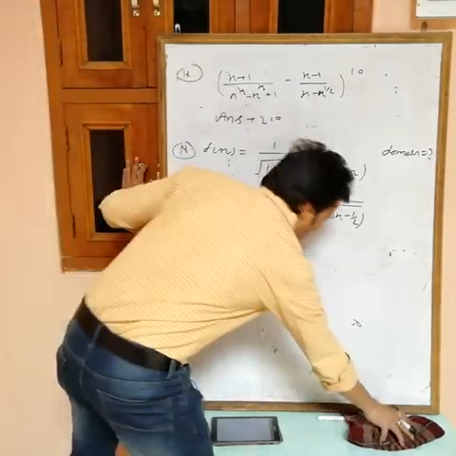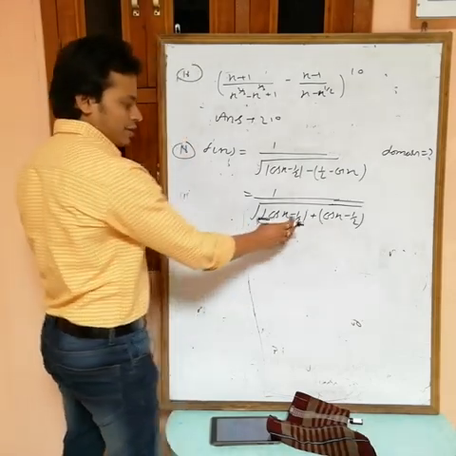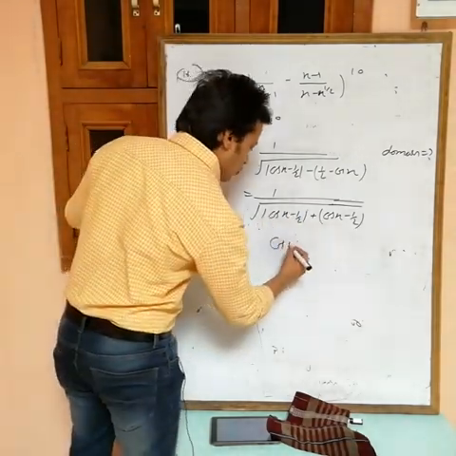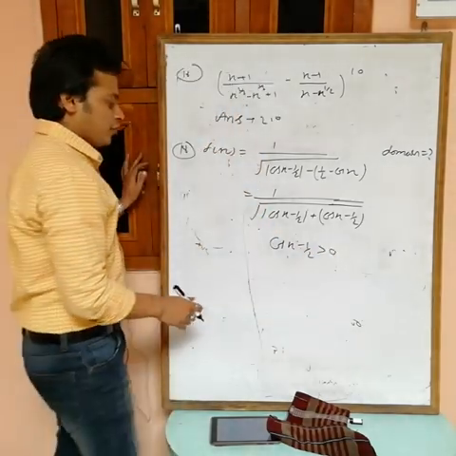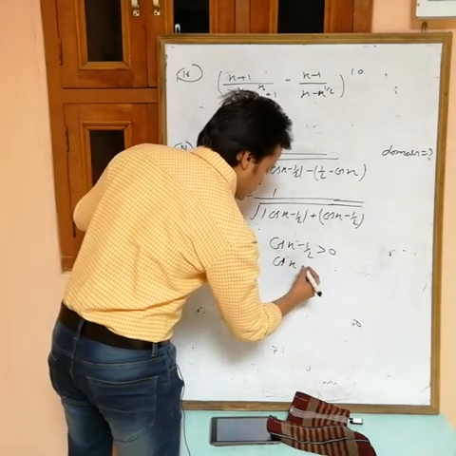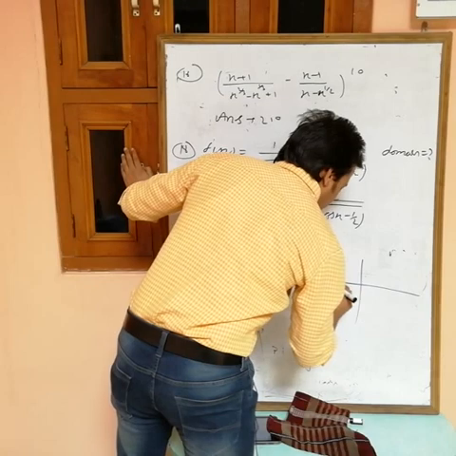Okay, because both are same, this is like mod x plus x. So x can't be negative. So if cos x minus 1 by 2 is greater than 0, then easily this will be defined, if cos x is greater than 1 by 2. Now to solve the trigonometric inequality, we have to draw the graph.